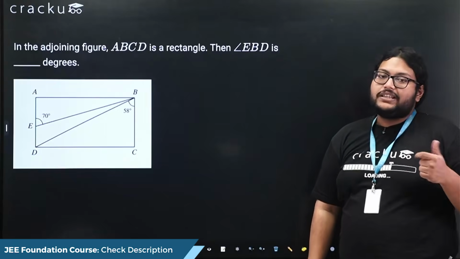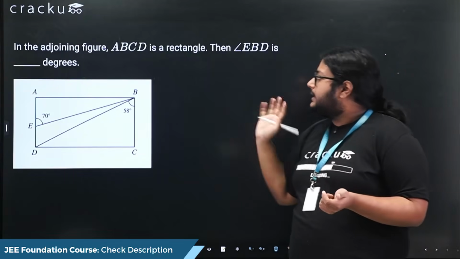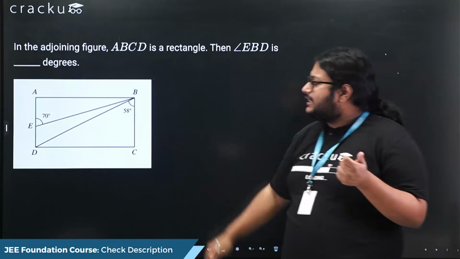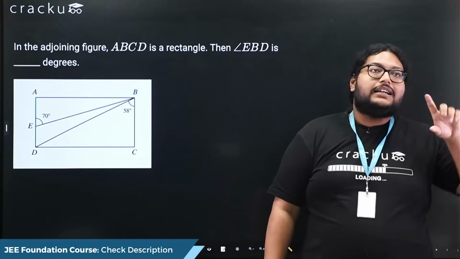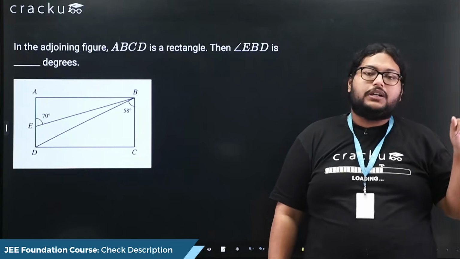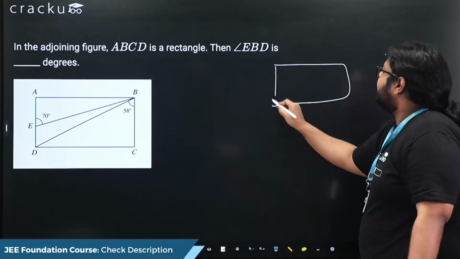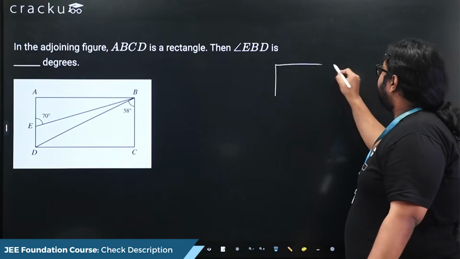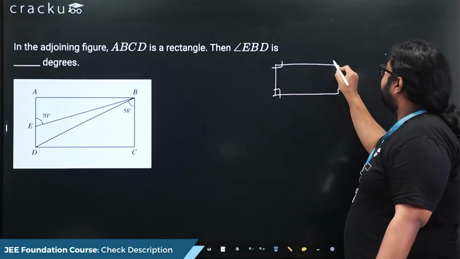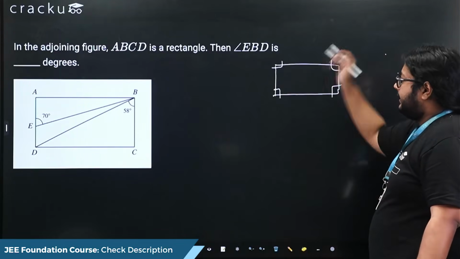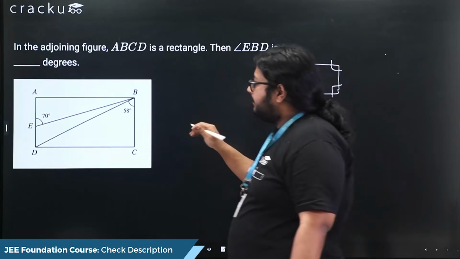So in this question, we are told that ABCD is a rectangle and angle EBD is. So this is a rectangle, and what is the property? One property of a rectangle is that all the four angles are basically 90 degrees. Like if I have a rectangle something like this, this is 90, this is 90, this is 90, this is also 90. So keeping that in mind, let's jump into this figure.